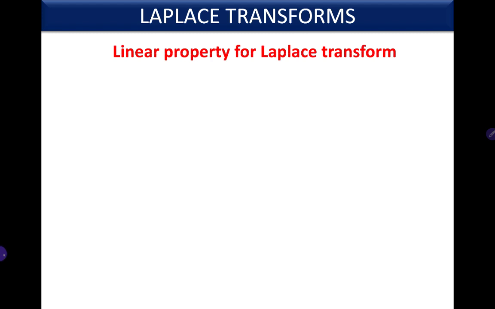In this we'll see the very important and very basic property of Laplace transform called the linear property, which states that Laplace transform of a into f of t plus b into g of t is equal to a into Laplace transform of f of t plus b into Laplace transform of g of t. The proof is very simple, which goes like this.